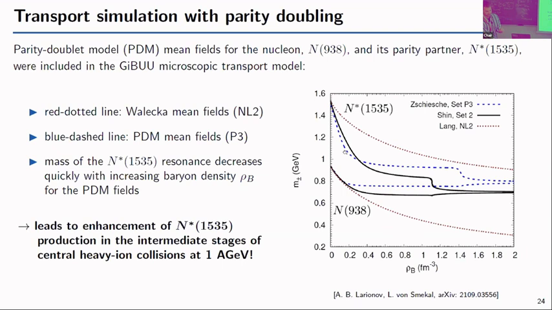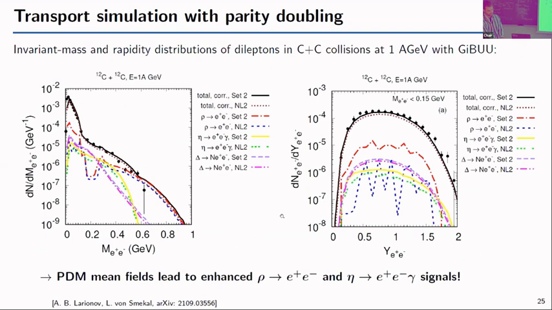And this has consequences for the observed particles. Namely, it leads to an enhancement of the N star 1535 production in the intermediate stages of central heavy ion collisions at 1 AGeV, which is what they did. And this then reflects in the plots you see here. On the left, you have the resulting dilepton rate, and on the right, you have the rapidity dependence. If we look on the left, you can compare the red dashed line, which is this parity doubling scenario, with the blue dashed line.